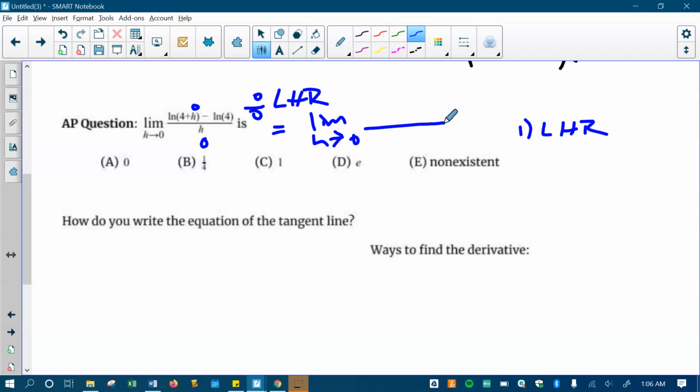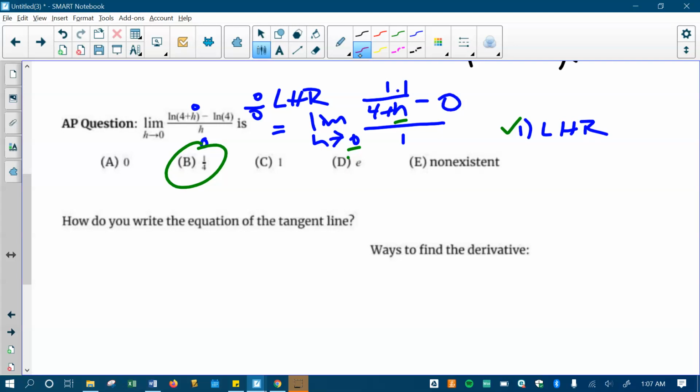You're pretending x is h. The derivative of natural log is 1 over the argument, 4 plus h, times the derivative of the argument, which is 1, minus 0, because the natural log of 4 is just a number, and the derivative of a number is 0. At the bottom, the derivative of h is just 1 again. Then if we plug in 0 for h, we end up getting 1 over 4. So that's one way of solving the limit problem. L'Hopital's rule would definitely save you.